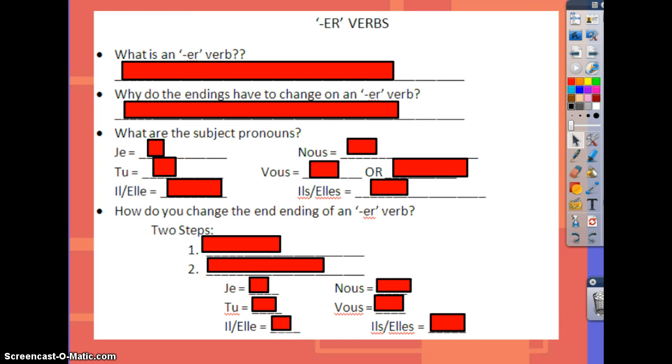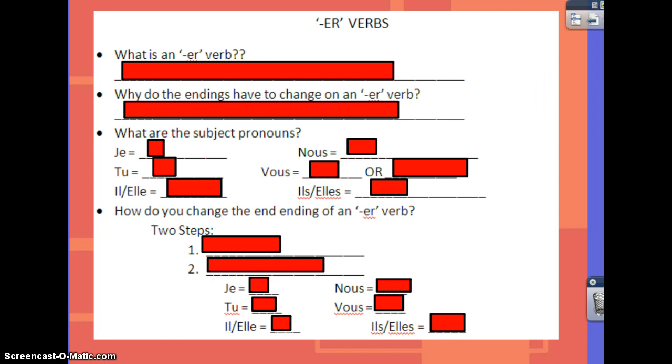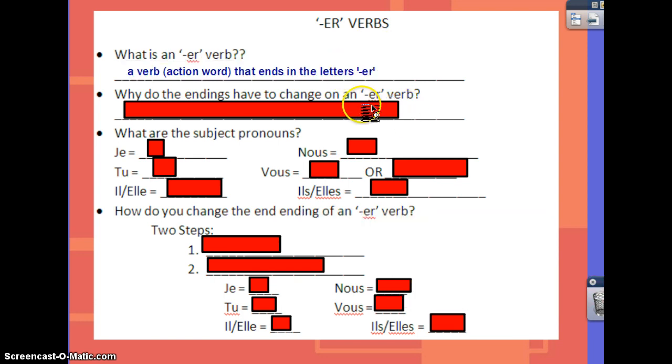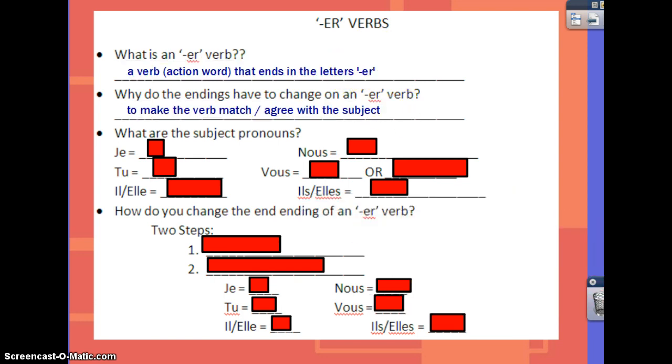So basically what we'll do is we'll backtrack and talk about the exact same thing that we talked about in the beginning of the year as far as how ER verbs work. And then I'm going to go ahead and add a new dimension to it by telling you about the exceptions to the rule. So all of this should look really familiar to you because we talked about this way back in the fall.